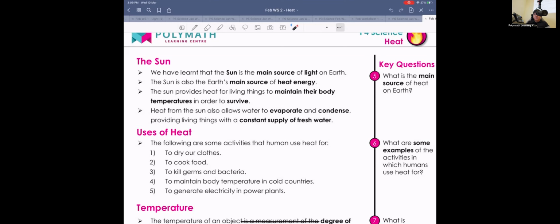Heat from the sun also allows water to evaporate and condense, providing living things with a constant supply of fresh water. So this you will learn in P5. The last point, you are not that interested as of now.